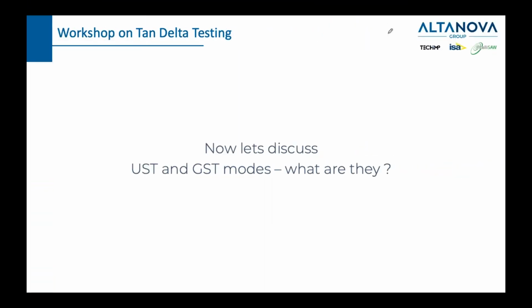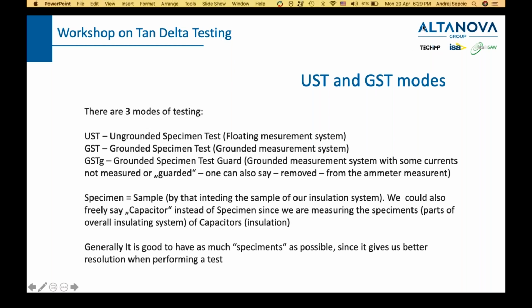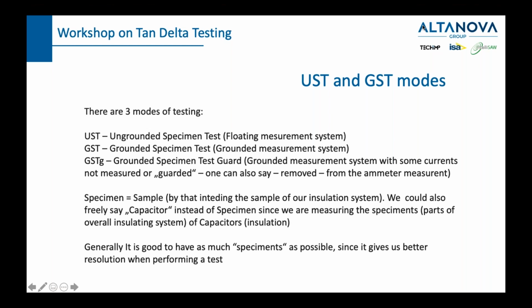Now, let us talk about something else. Let us talk about what we said before about UST and GST modes. What are they? There are three modes of testing. One is called UST, ungrounded specimen test. The other one is called GST, grounded specimen test. And GSTG, grounded specimen test guard. Guard here means that some currents are not measured. Specimen means sample, by which we mean a sample of our insulation system.